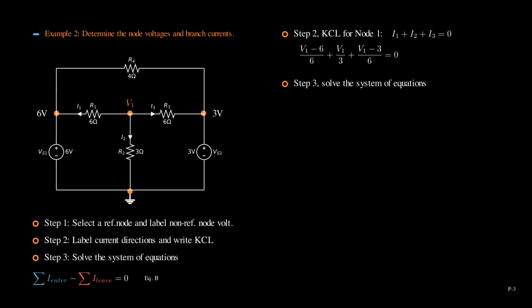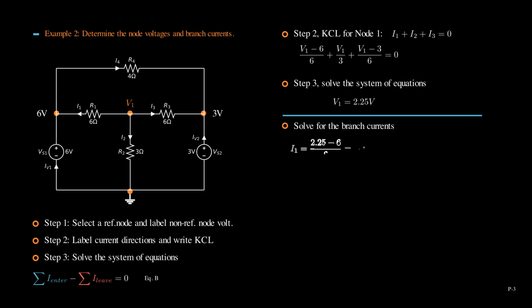In step 3, we can solve the equation. The solution is V1 equals 2.25 volt. Now we have solved the unknown node voltage V1. Let's go ahead and find all the branch currents. Let's first label the remaining branch currents, including the current I4 going through R4, the current IV1 going through the first voltage source, and the current IV2 going through the second voltage source.